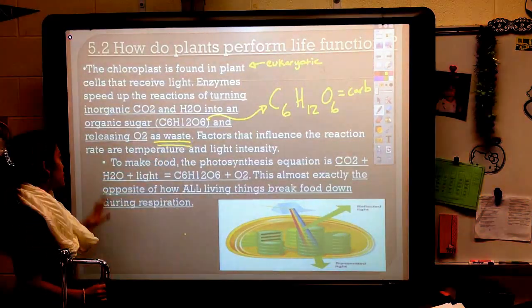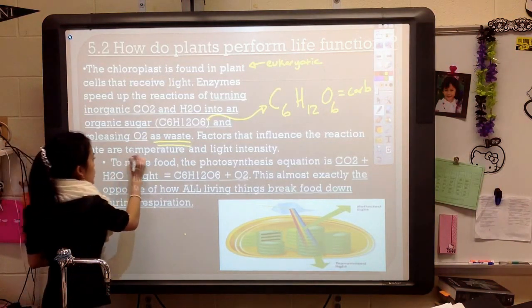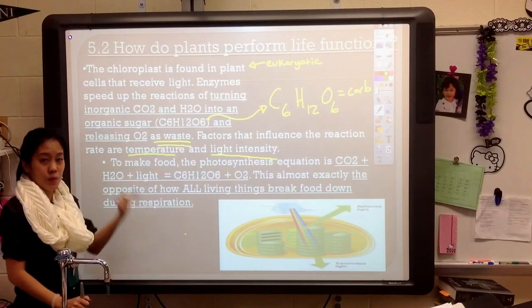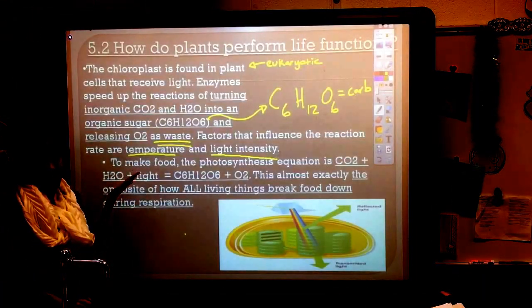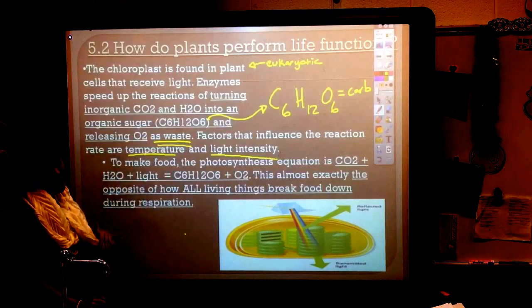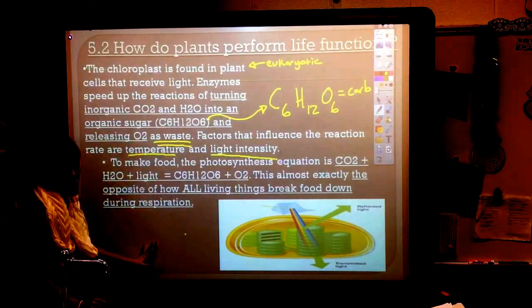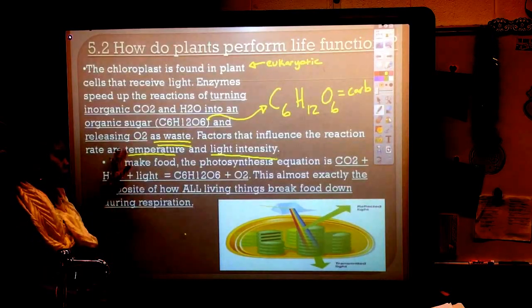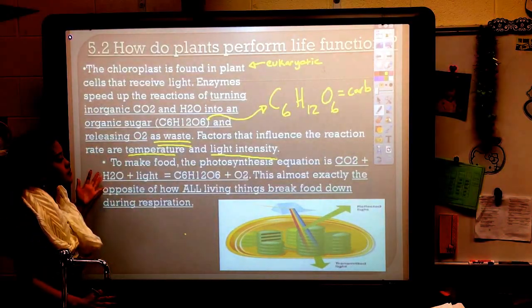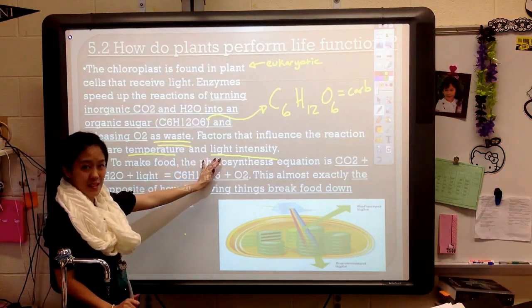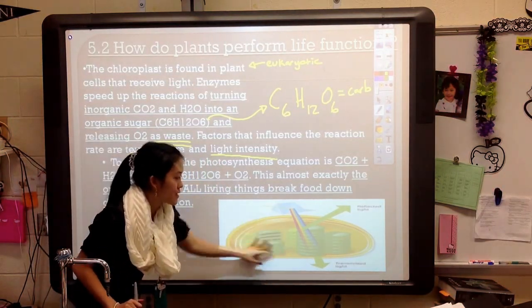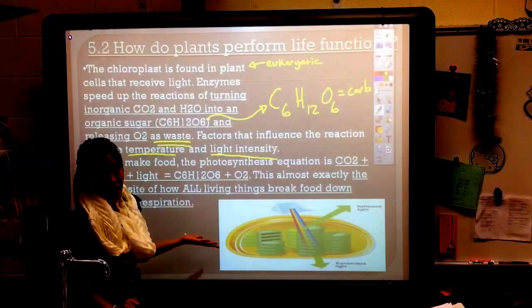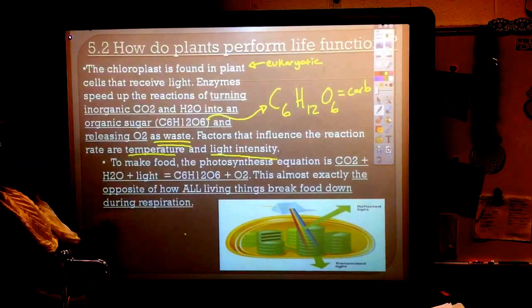Some factors that influence the rate of the reaction are temperature and light intensity. That means that we can speed up the reaction, make it work even faster, or we can slow it down. If it's really, really cool, what happens when things are really, really cool? Well, things slow down, and so do reactions like photosynthesis. If we have less light available, if the chloroplast doesn't have as much light to take into its structure, then we're going to have less photosynthesis occurring.